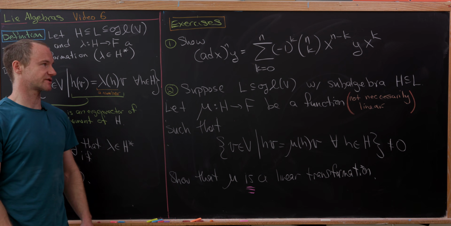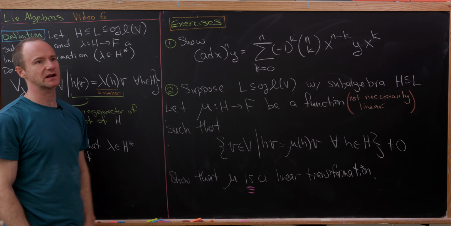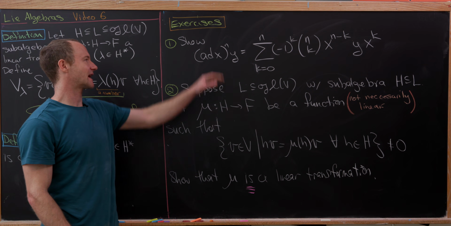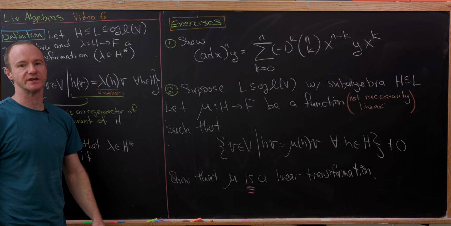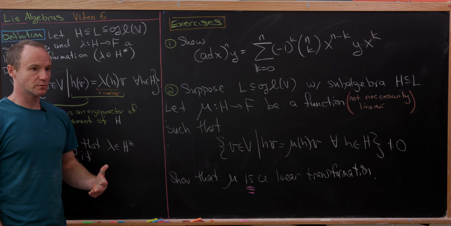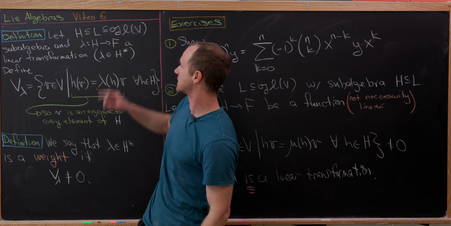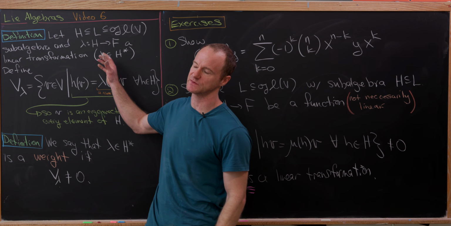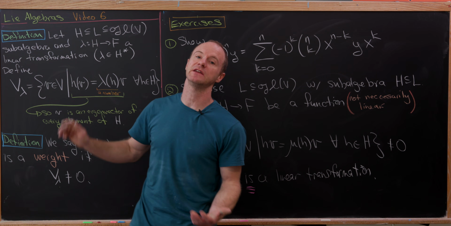Here are two nice exercises. So the first is to fill in that little gap that ad x to the n evaluated at y gives you that expression that we used in the proof. The next proves that such a lambda defined over here really has to be a linear transformation. We defined it in terms of being a linear transformation, but you might think, well, could it just be any function? And it can't.